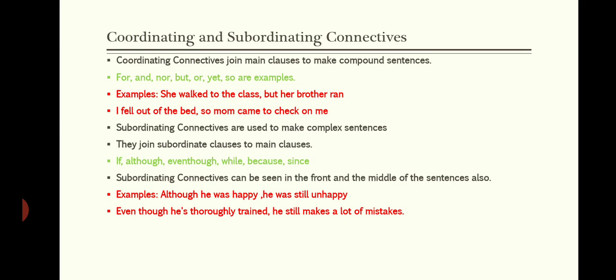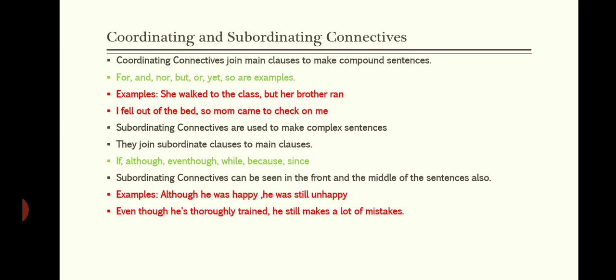Now, coordinating connectives join two main clauses to make a compound sentence. So, if you are framing a compound sentence, then you have two different main clauses. If you are combining the two main clauses with a connective, then it becomes a compound sentence coordinated by what? Coordinating connectives. Examples for coordinating connectives are given in green. Examples are for, and, nor, but, or, yet, so.